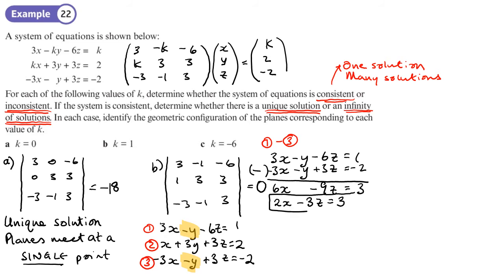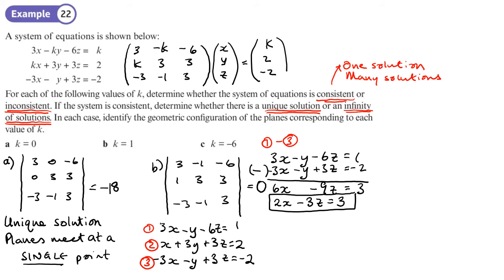Now I want to do the same thing with two different equations so that I end up with another equation with x and z. You can pick any pair of equations to start with, but you want to eliminate the same letter using different pairs of equations. Now this time, let me have a look. Oh, I've accidentally deleted the coefficient of the y term. That was negative y there.